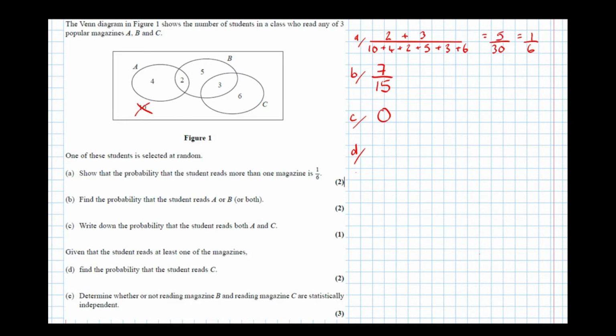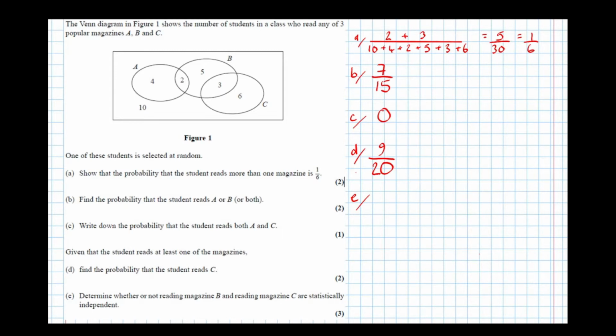So find the probability that the student reads C. So we can see in C there that there's 9 altogether. So 9 out of, and let's total the rest of them up. 4 add 2 is 6, add 5 is 11, add 3 is 14, add 6 is 20. So it's 9 out of 20. We'll completely disregard anything else that isn't part of the situation described now because we're given that they read at least one magazine.